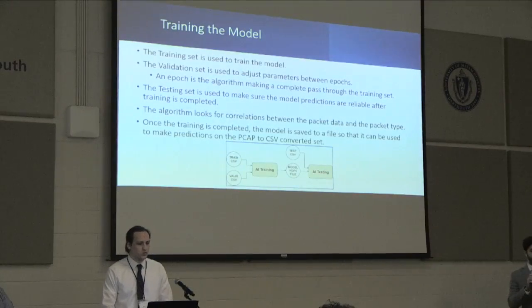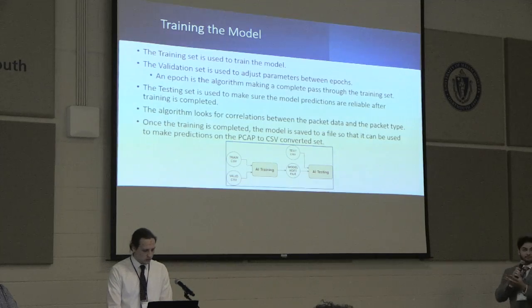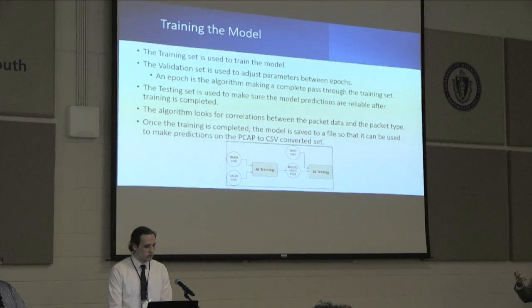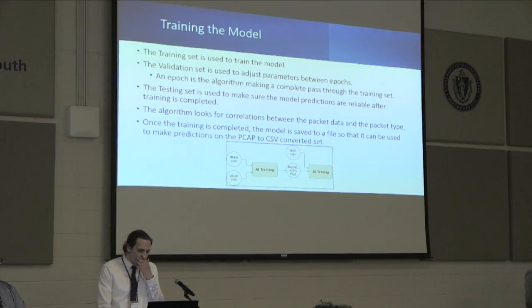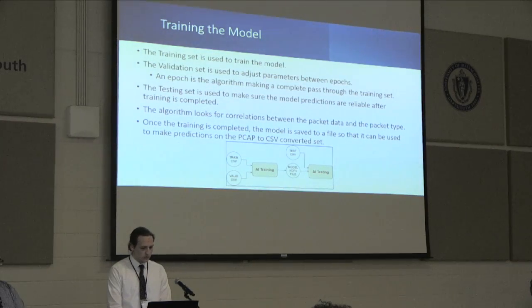And of course, before we can actually use the model on our converted set, we have to train the model itself. So once again, we have the training, validation, and testing sets. The training set itself is used to train the model. The validation set is used alongside the training set to adjust the parameters between epochs. An epoch is effectively a machine learning algorithm going one complete pass through the entire data set that we provided. And the testing set is used after the model is trained to make sure that the predictions are reliable after the training is completed.